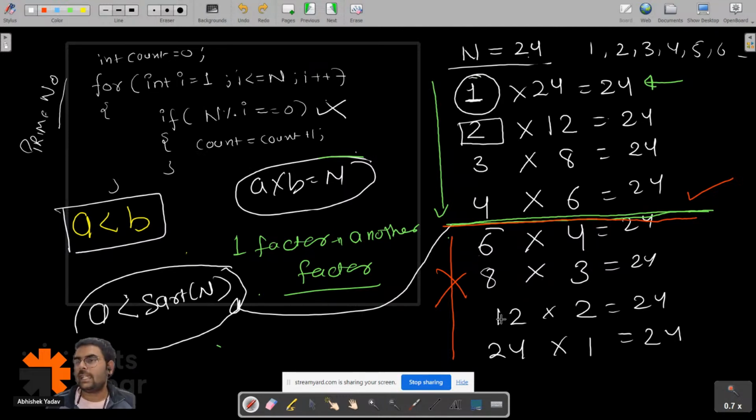Please write in the chat, anyone has any doubt till this point? Why square root of n? Okay, why we have to stop here? Any doubt? Please write in the chat. Guys, किसी को कोई doubt है?